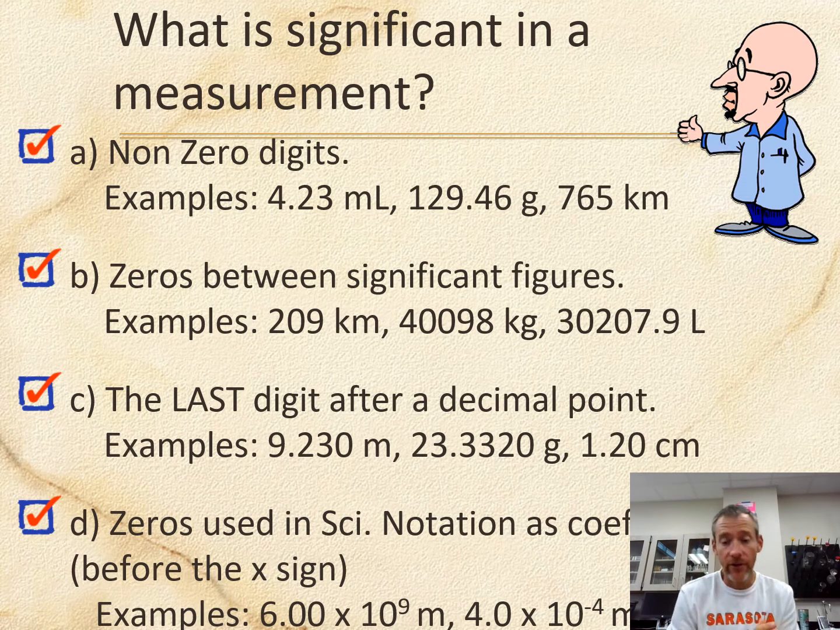And 4.0 times 10 to the negative 4. The times 10 to the negative 4 doesn't matter at all. You're looking at just the coefficient, 4.0. Since 4 is significant and then the 0 is after the decimal, you have 2 sig figs.